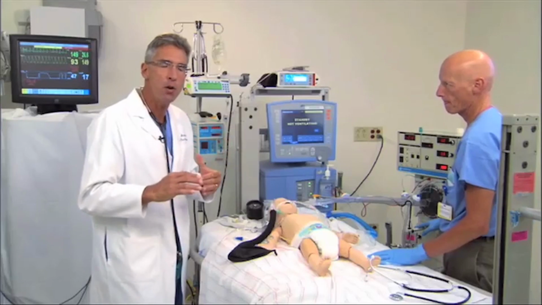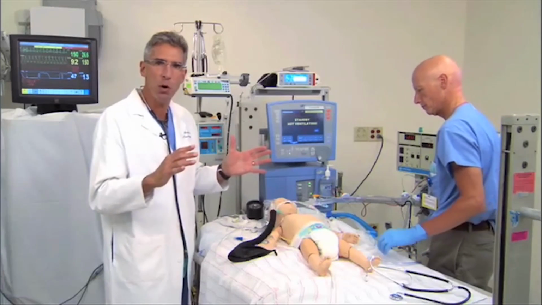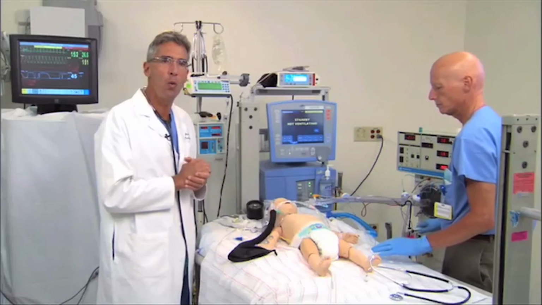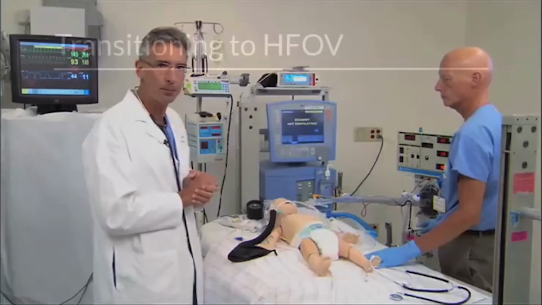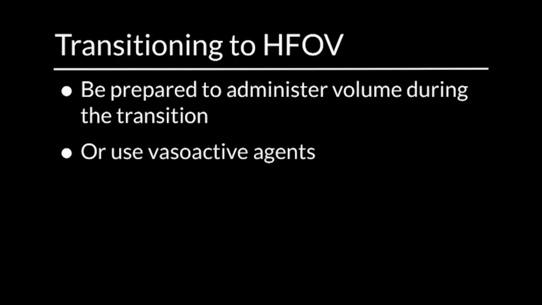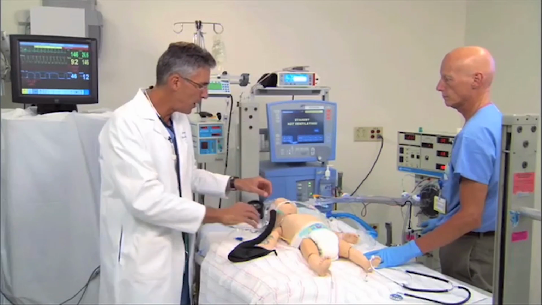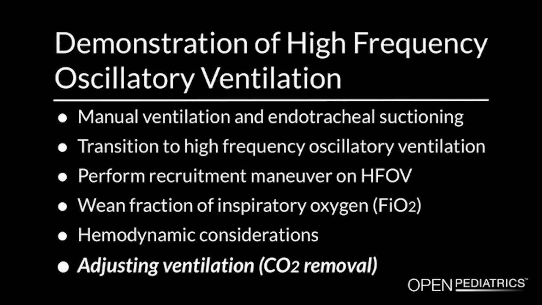In our intensive care unit, we tend to manage patients in the euvolemic range. We don't aggressively diurese patients. We don't have many hypovolemic patients with acute lung injury. So in our hands, this is a fairly typical scenario. Be prepared to administer volume during the transition or perhaps use vasoactive agents. But I think generally, if your patients are near euvolemic, the hemodynamic changes that you'll see are really minimal. Adjusting ventilation, CO2 removal.